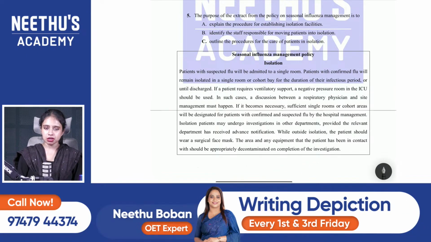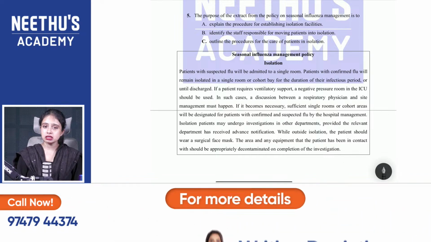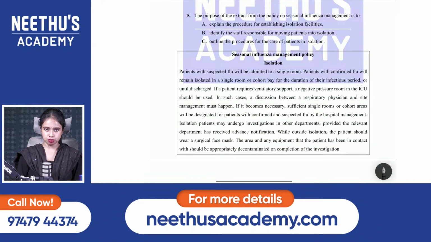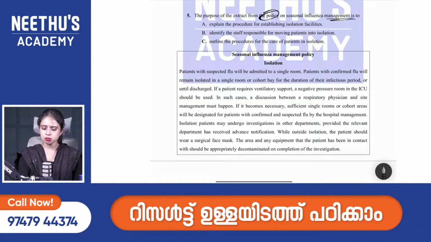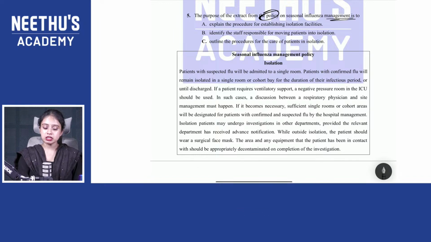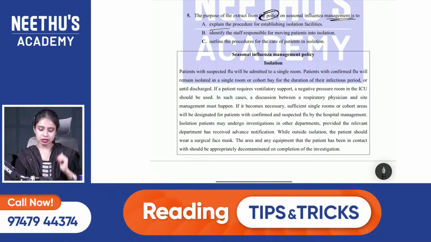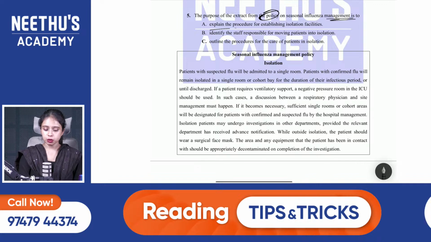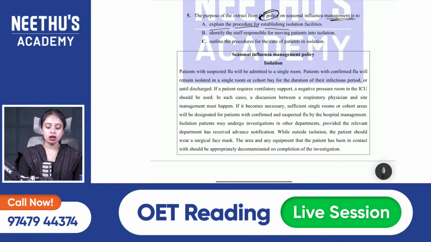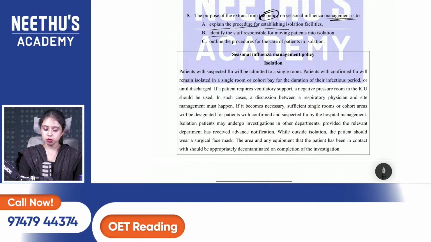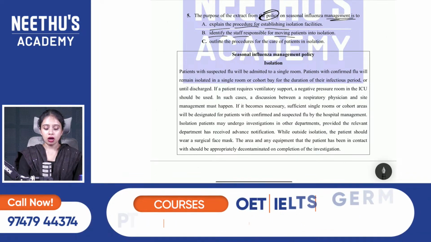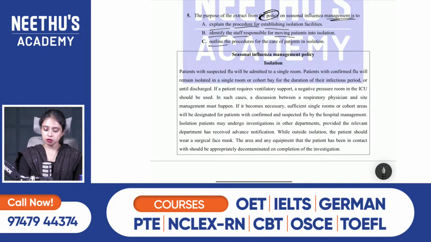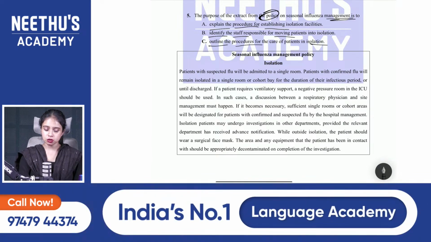The purpose of the extract from the policy on seasonal influenza management is to. So already I mentioned it is a policy from the second category. It's all about the management of seasonal influenza. Option A, to explain the procedure for establishing isolation facilities: explain procedure, establishing. Option B, identify the staff responsible for moving patients into isolation: identify staff, moving. Option C, outline the procedures for the care of patients in isolation: outline procedures, isolation. So these are the keywords from the options.